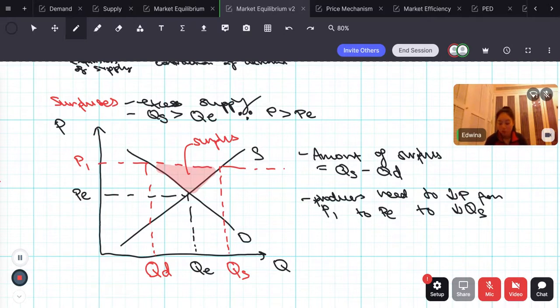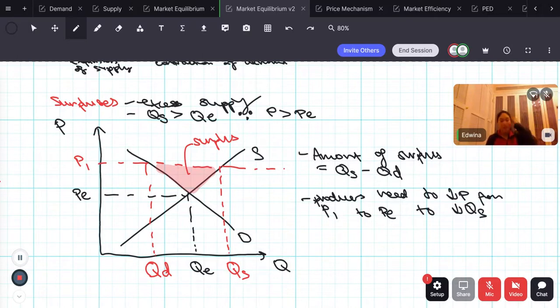And therefore, producers would need to lower their price from P1 to PE, where the quantity demanded is equal to the quantity supplied, meaning that there is no waste of resources and that there is no loss, and that they are instead profiting, because rather than wasting resources and losing the potential profit from such wasted resources and wasted products that aren't purchased, they can actually instead produce at QE.